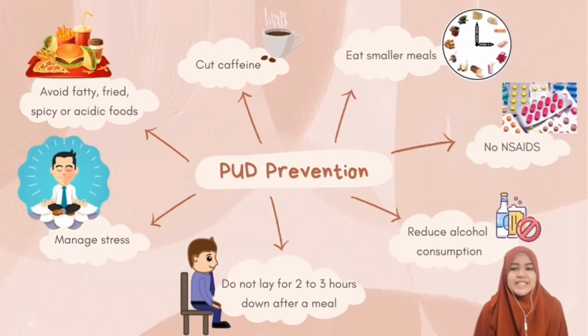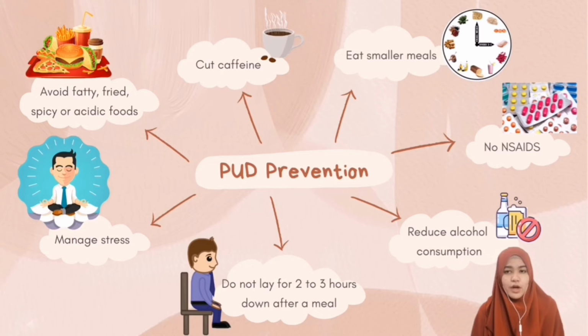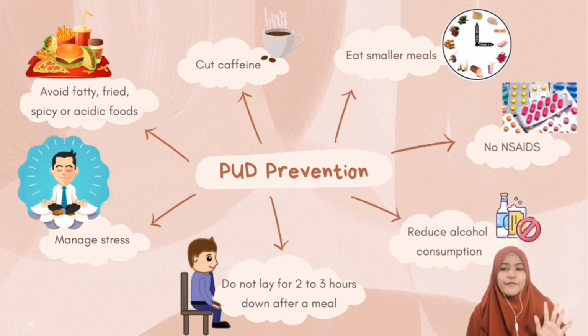Lastly, as we know the risk factor of peptic ulcer before, here is the list of prevention that we can practice. First, cut caffeine. Second, eat smaller meals. Third, avoid non-steroidal anti-inflammatory drugs. Fourth, reduce alcohol consumption. Fifth, avoid lying down for 2 to 3 hours after a meal. Sixth, manage stress. And lastly, avoid fatty, fried, spicy, or acidic foods.